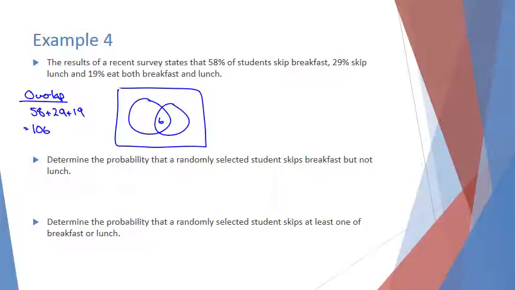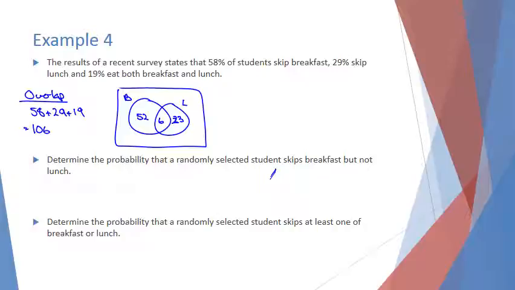Okay, they overlap. So we have skipping breakfast and skipping lunch. This will be breakfast, this will be lunch. Breakfast is supposed to add up to 58%, so this has to be 52, because the 52 and the 6 will make the 58. Skipping lunch is 29, so lunch only will be 23. Sorry, my pen isn't writing as well as it usually does. Anyway, that's 23.